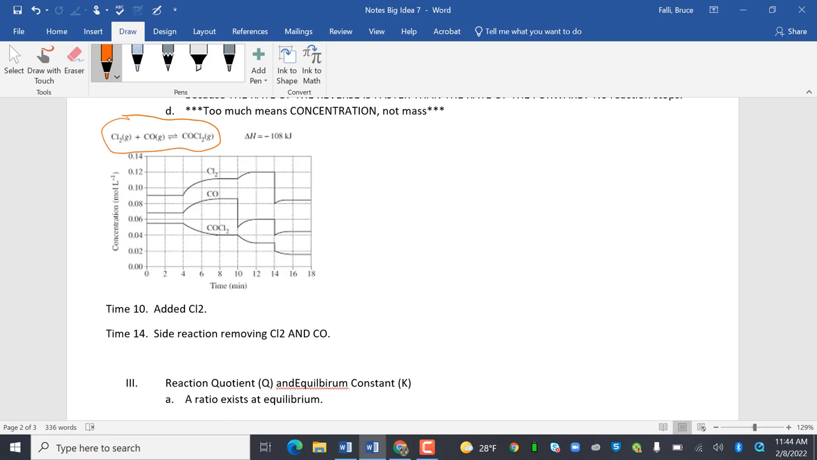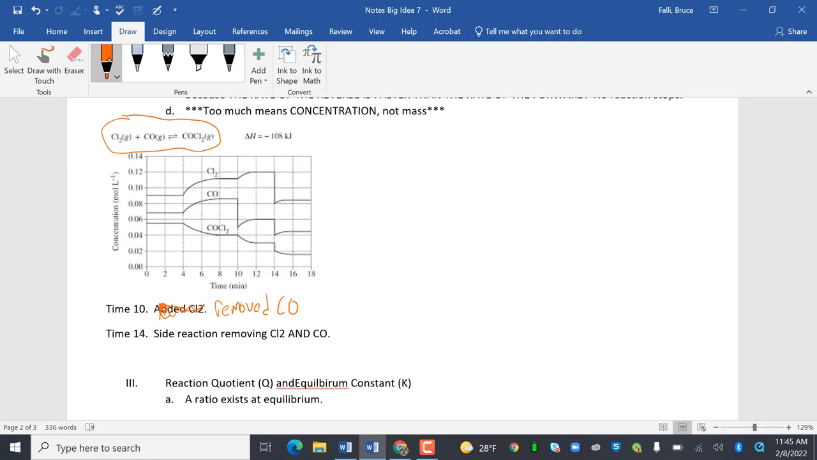At time 10, I added chlorine. So notice my chlorine goes up. Actually, what happens here? It looks like I wrote the wrong thing. At time 10, what I think happened is I removed CO. So I precipitated out CO.